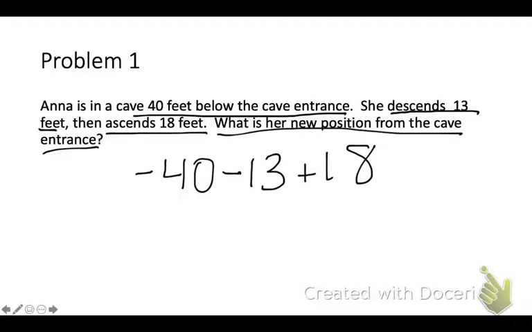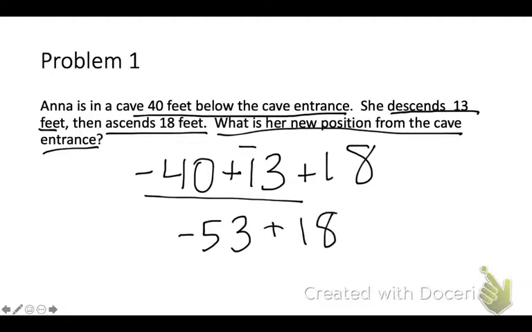So now all we need to do is use our integer rules to solve this. We're going to start with the first part. When I'm subtracting, I add the opposite. So keep the first one, change to plus, change the 13 to minus. Then same signs, I add and keep the sign. So 40 plus 13 is 53, and it's negative because they're both negative, plus 18.